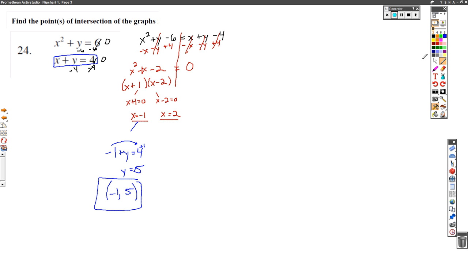Next part I guess I'll do in green. We're going to do the exact same thing. We're going to put a 2 there instead. We're going to move the 2 over to the other side, which means we're going to subtract it. 4 minus 2 is going to be 2, so this is going to be the point: 2 is the x, 2 is the y. So there are 2 places where the parabola does cross the line.